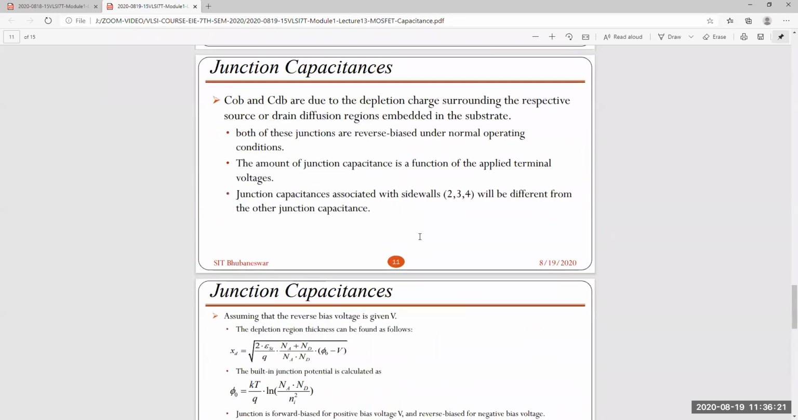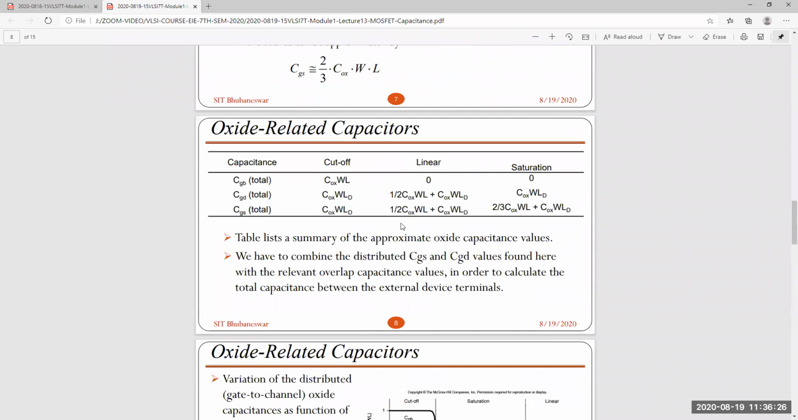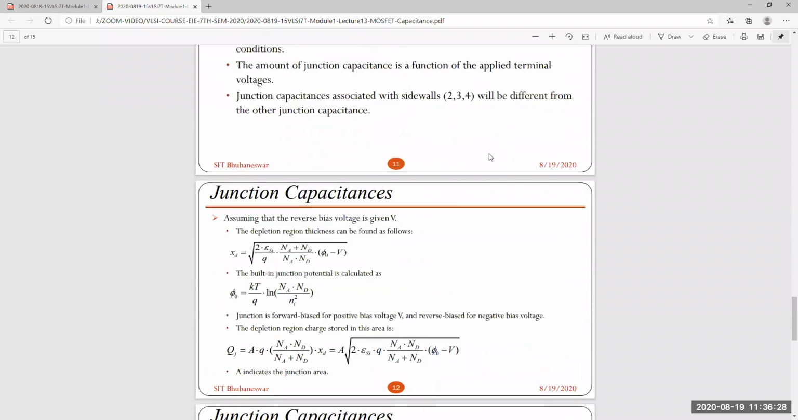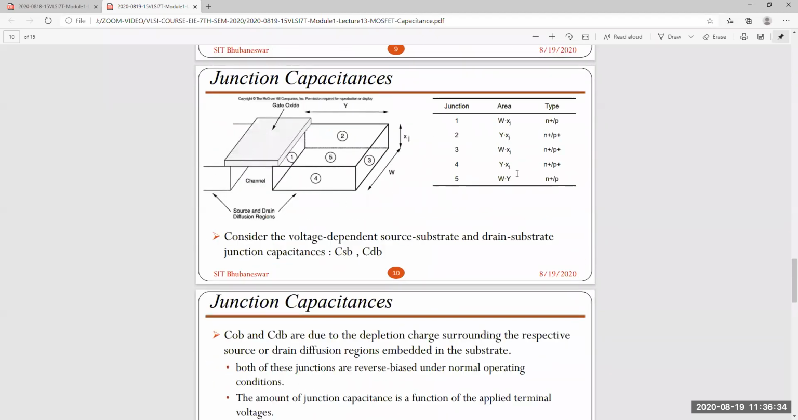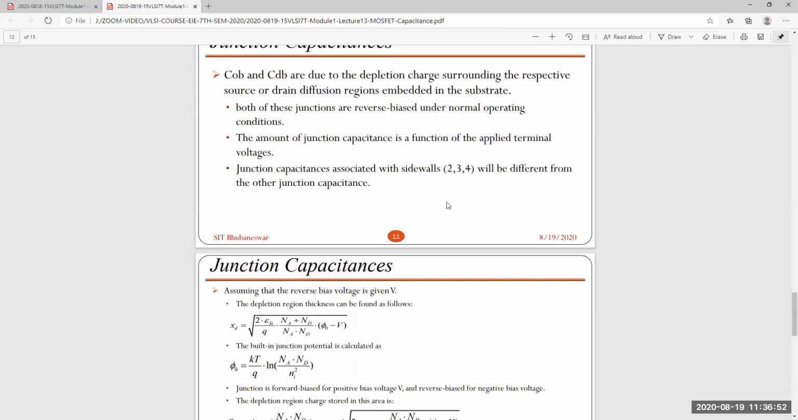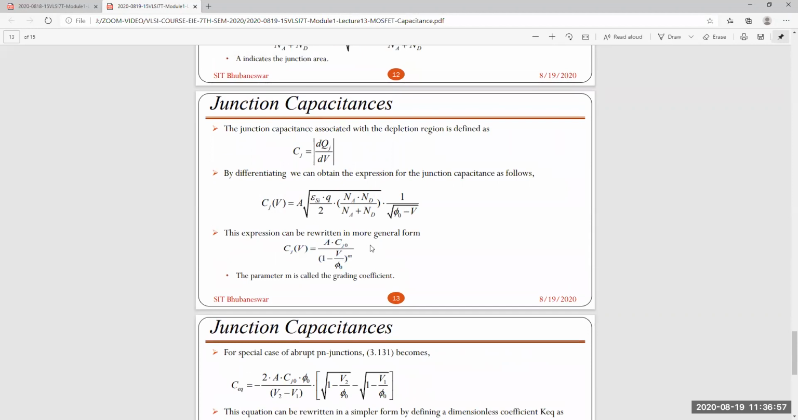CJ0 means, everywhere, whatever we are calculating for COX, but for sidewall capacitance, it is CJ0. CJ0 into this area. For every capacitance we will calculate CJ0 into area. It means the junction capacitance when there is no depletion region. And if the depletion region increases, then you have to include that area and multiply by it. So remember this CJ0 is a given value.